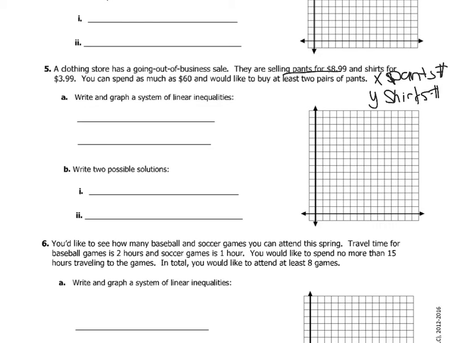All right, so let's go shopping. All right, so it says you can spend as much as $60. So we're dealing with money here. So let's remember our money. Our pants, they're $8.99 and our shirts are $3.99. Now, $8.99 is 1 penny away from $9, isn't it? And $3.99 is 1 penny away from $4.